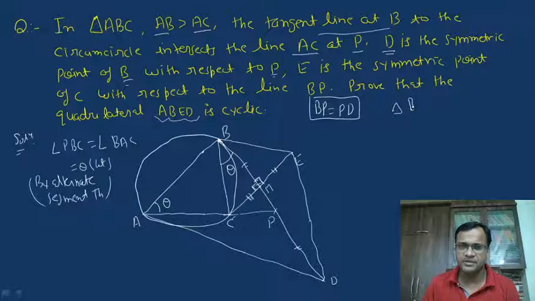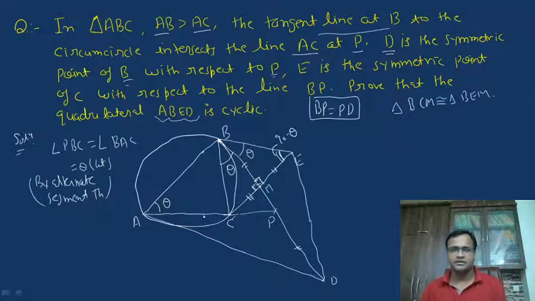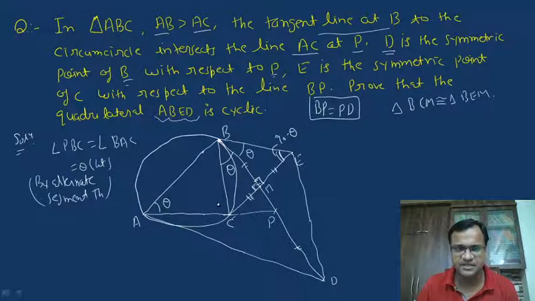Triangle BCM is congruent to triangle BEM. And if these two triangles are congruent, then by CPCT angle MBE is definitely theta. And if angle MBE is theta, then what about MEB? MEB becomes definitely 90 minus theta. Okay. So if angle BAC is theta, then angle BEM is what? 90 minus theta.